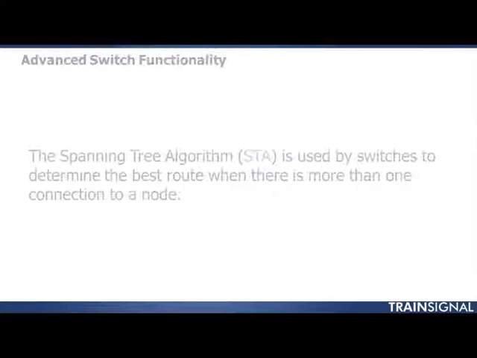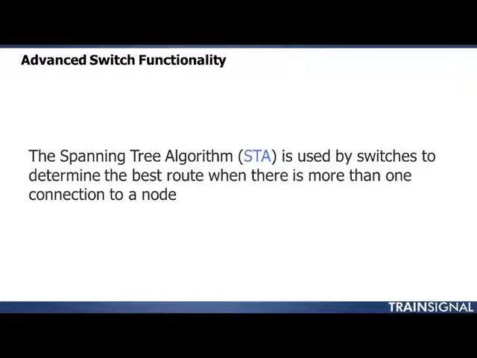Now we also have something called the spanning tree algorithm, or STA, and this is used by switches to determine the best route when there is more than one connection to a node. So here's the deal. I talked about bridges and switches, and we talked about how there's not very sophisticated routing functionality. Well, in an effort to make it a little bit more sophisticated, we use this thing called the spanning tree algorithm to help us out when there is more than one way to get from point A to point Z. And those ways are being traveled through switches.